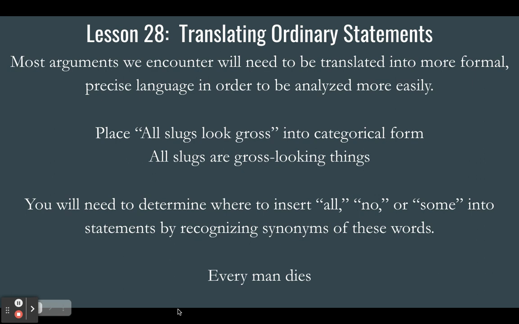So how about this? Every man dies. A very simple way that you can ask yourself this question is, what's the subject? Man. We're talking about man. And here's my question. How much man are we talking about? What's the extension of man? Well, given that the first word is every, we're making a universal claim. So this is a universal statement. So what would that look like? Every man dies. Give me a second to think about that. All men are, we could say, people that die, or all men are dyers. But that's in categorical form. Now we've got our all, no, or some, our subject, our helping verb, and our predicate nominative. So all men are dyers.